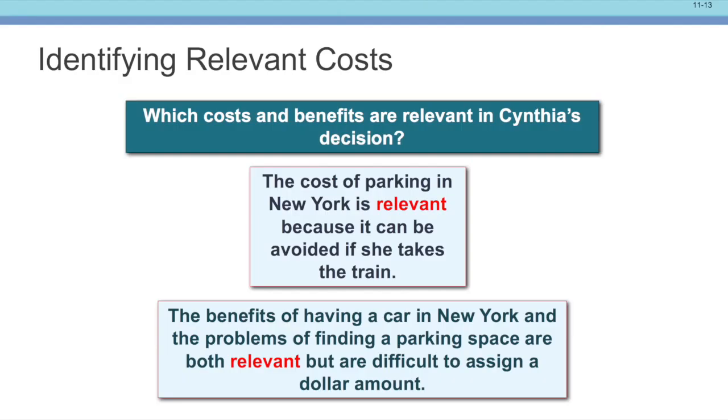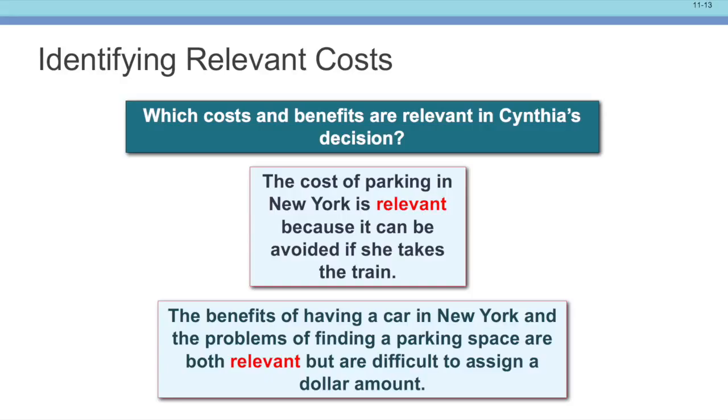Having a car is relevant to her life. It's not relevant to the decision because she's going to have it whether she goes or not. So you can see as you break down the decisions that there are relevant costs that go away or relevant costs that are more important. Going beyond that, cost of parking is relevant because it can be avoided if she takes the train. The benefits of having a car, finding a parking space are relevant, but they're difficult to assign a dollar amount.